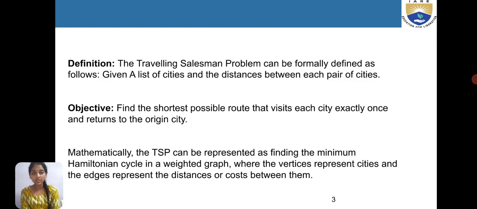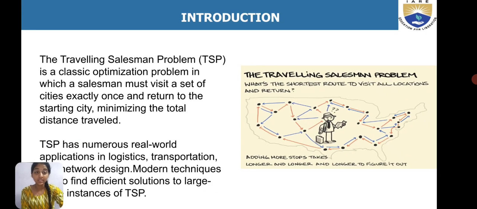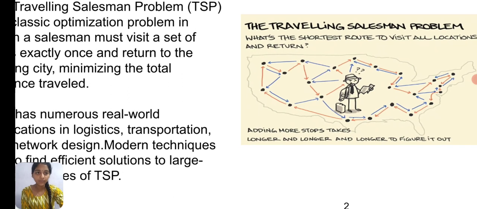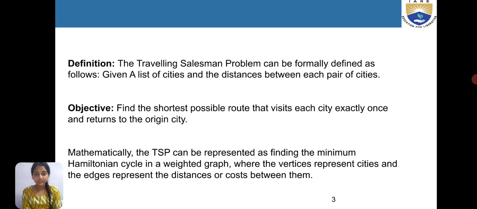And coming to the definition, the traveling salesman problem can be formally defined as follows: given a list of cities and the distances between each pair of cities. Here you can see the list of cities are represented as dots, and the distances between cities are represented as the arrows, blue and orange. So mathematically, the objective is to find the shortest possible route that visits each city exactly once and returns to the original city. This is the main objective of the TSP.